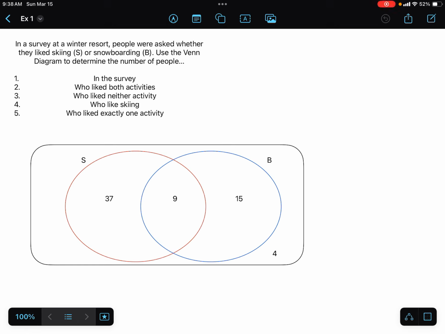All right, this video is about Venn diagrams, both about reading them, as we're going to do in example 1, and then creating them based on some given information, as we'll do in example 2. So let's get started here.